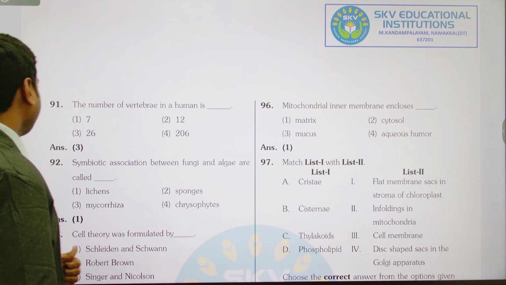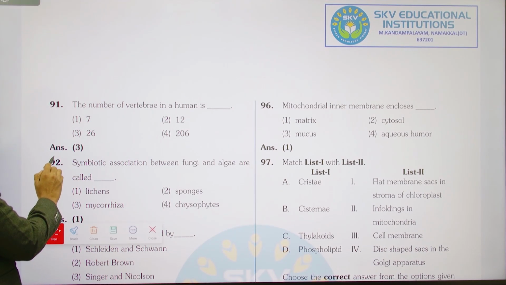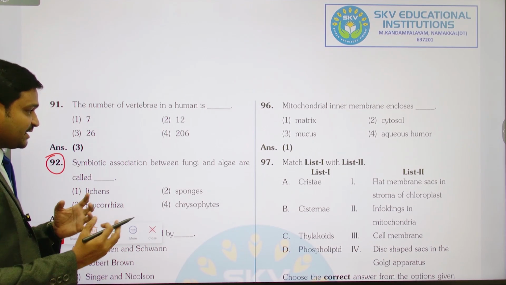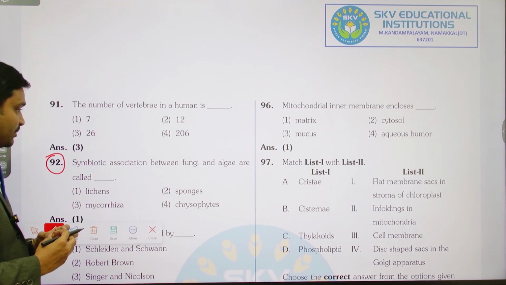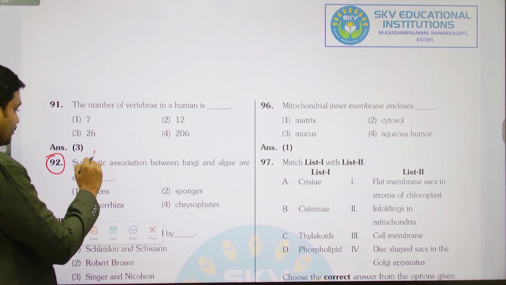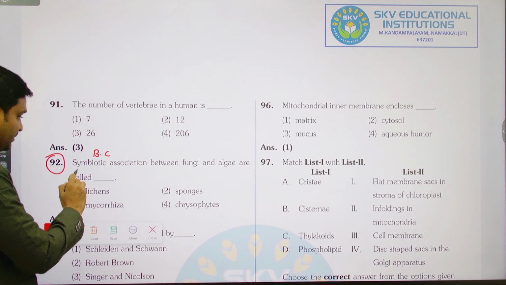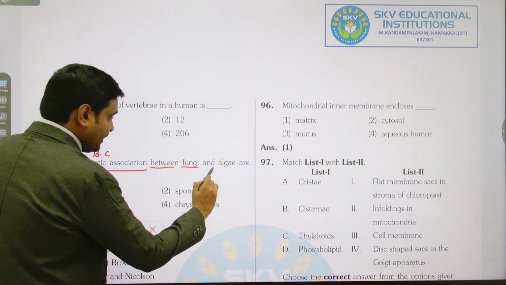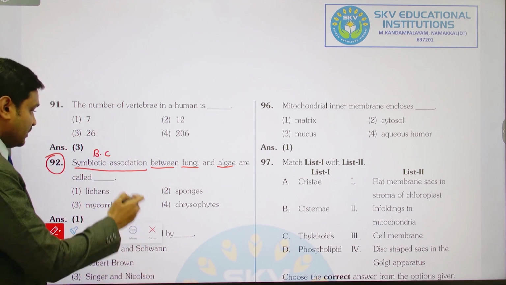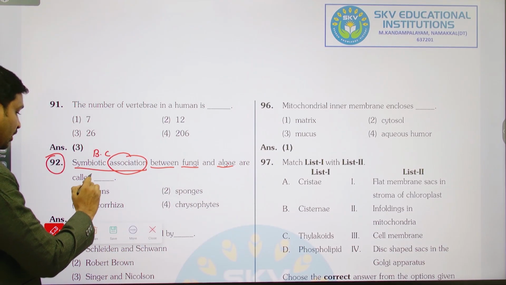So here is the second question, question number 92, one of the most important ones, from chapter 2, biological classification. He was asking about the symbiotic association between the fungi and algae. There is a clear-cut line given in NCERT. The symbiotic association between the fungi and algae is called.